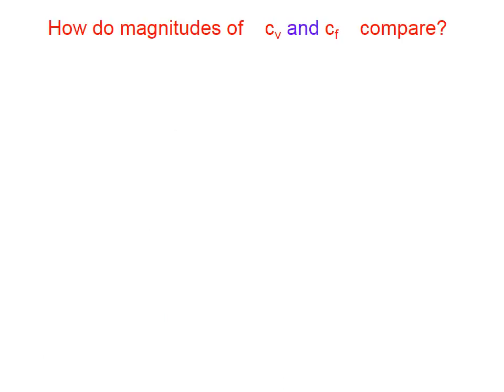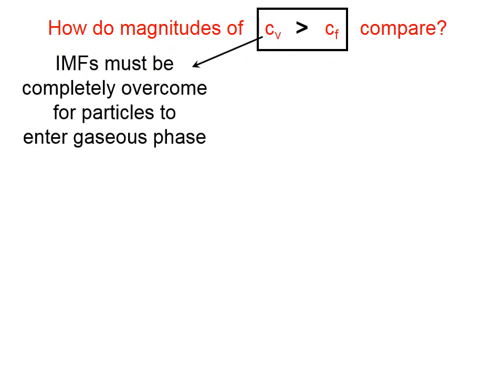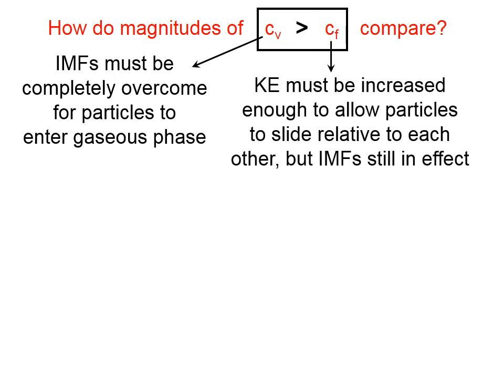How do the magnitudes of the heat of vaporization and the heat of fusion compare? Well, the answer is that the heat of vaporization is typically quite a bit larger, and there's a good reason for that. In vaporizing something, that is, in making it boil, the intermolecular forces between the particles must be completely overcome for the particles to enter the gaseous phase.